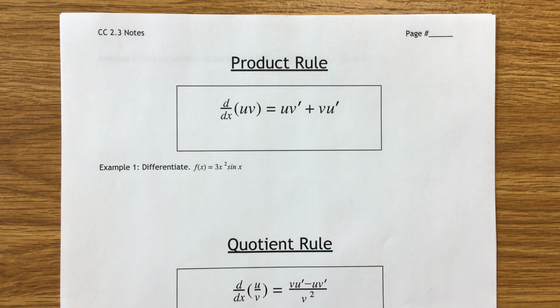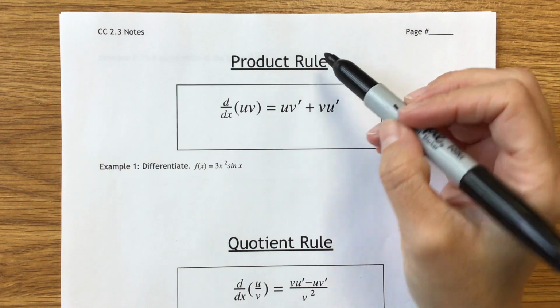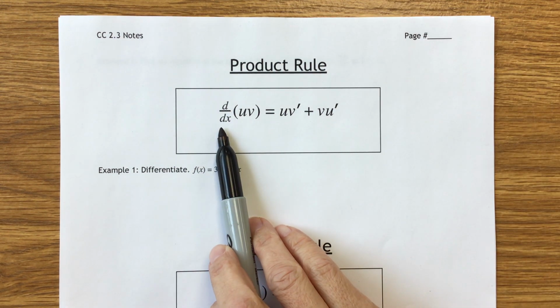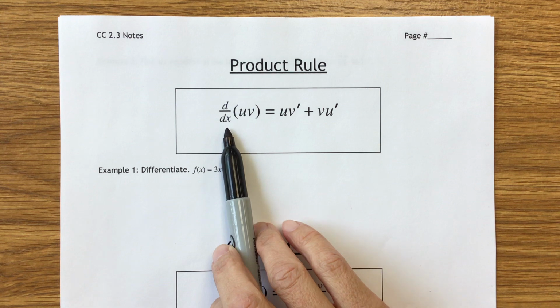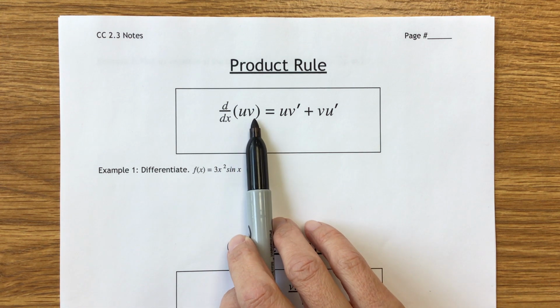All right, today we're going to talk about the product rule and the quotient rule. These are going to be similar to the power rule in that they are going to help us find derivatives using a shortcut. So the product rule is used when you want to find the derivative, d/dx, of two things multiplied together.